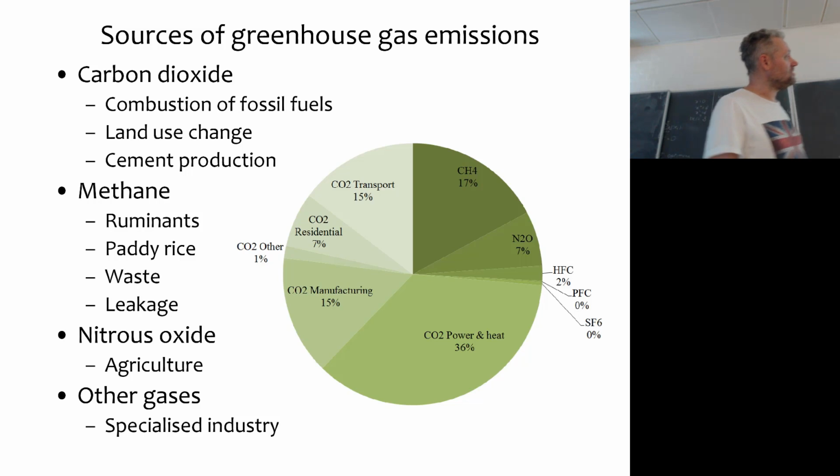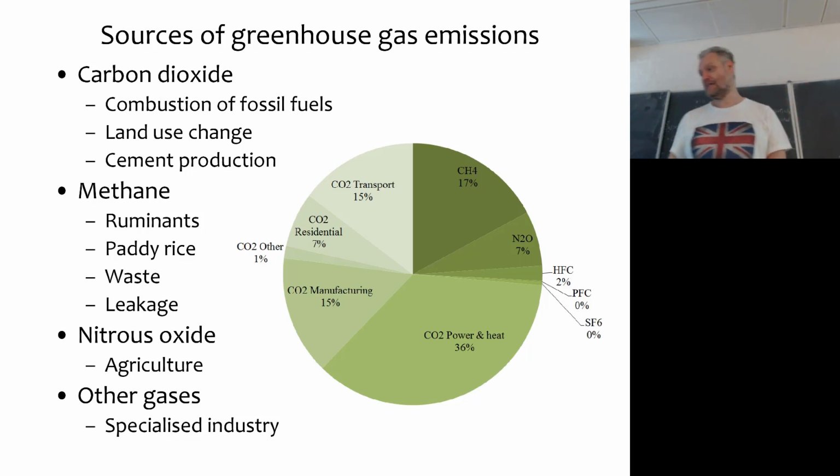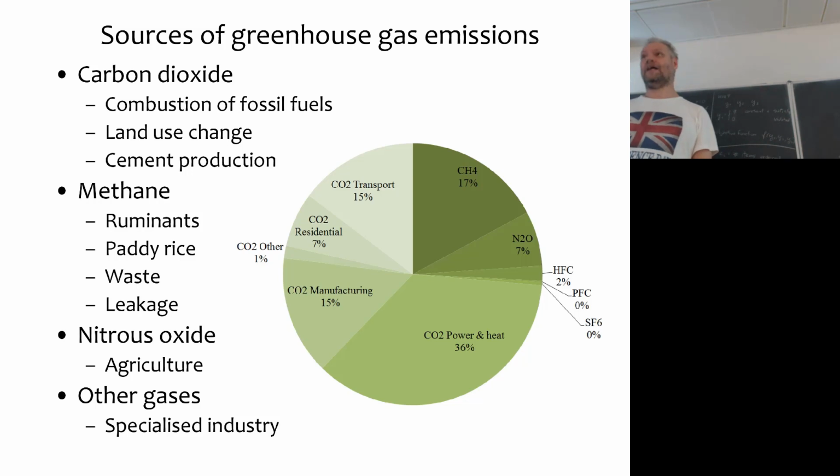And then there's nitrous oxide, the third most important greenhouse gas, which is mostly from the over-application of fertilizers. That's its main source. And then there's other, much smaller greenhouse gases that I won't have time now to talk about, but they're mostly for very specific purposes. So that is roughly where this stuff comes from.